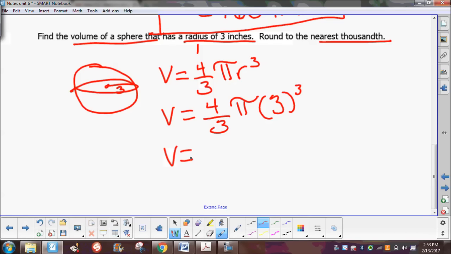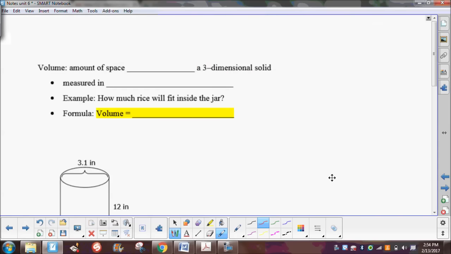I think I came up with 113 point, nearest thousandth. So tenths, hundredths, thousandths, three places. 097 inches cubed. Okay? All right, let's go to the next page.